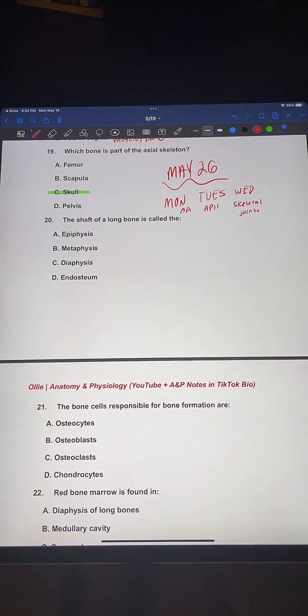Number 20, the shaft of a long bone is called what?